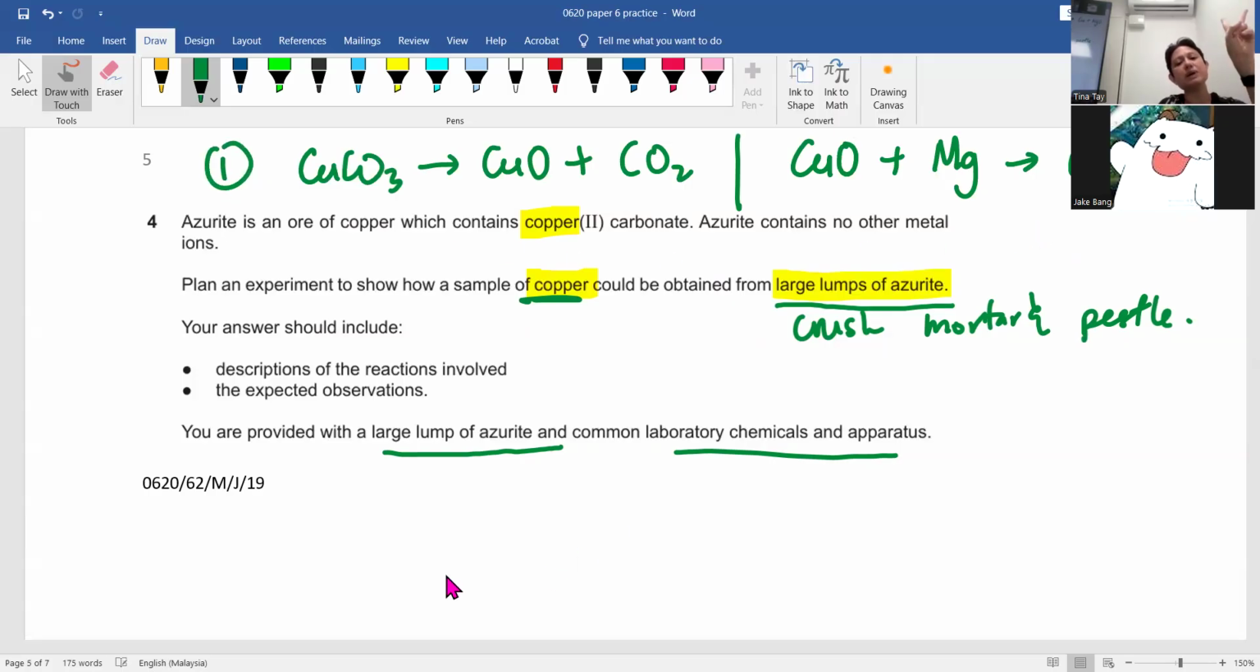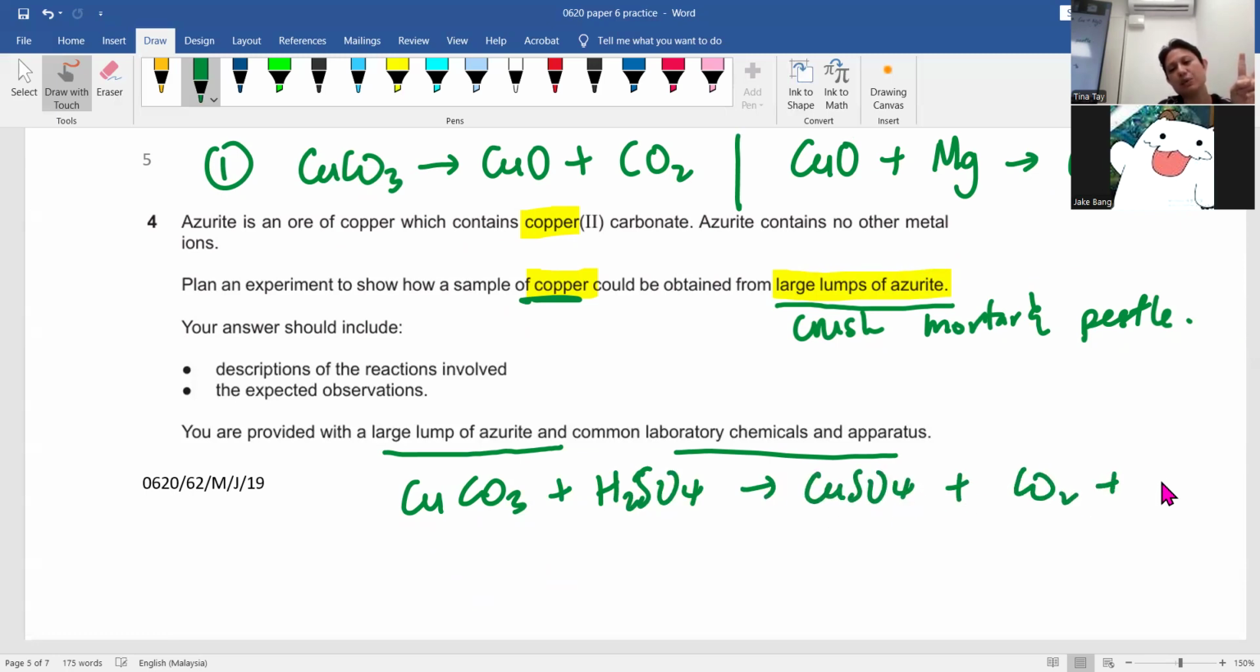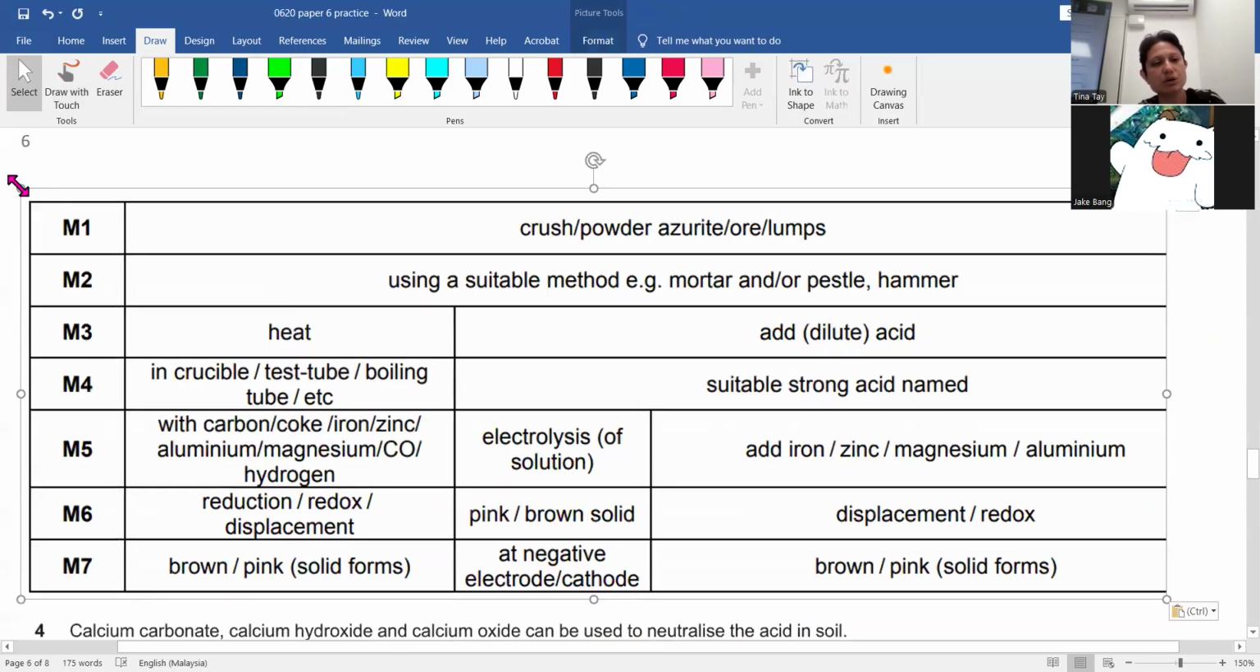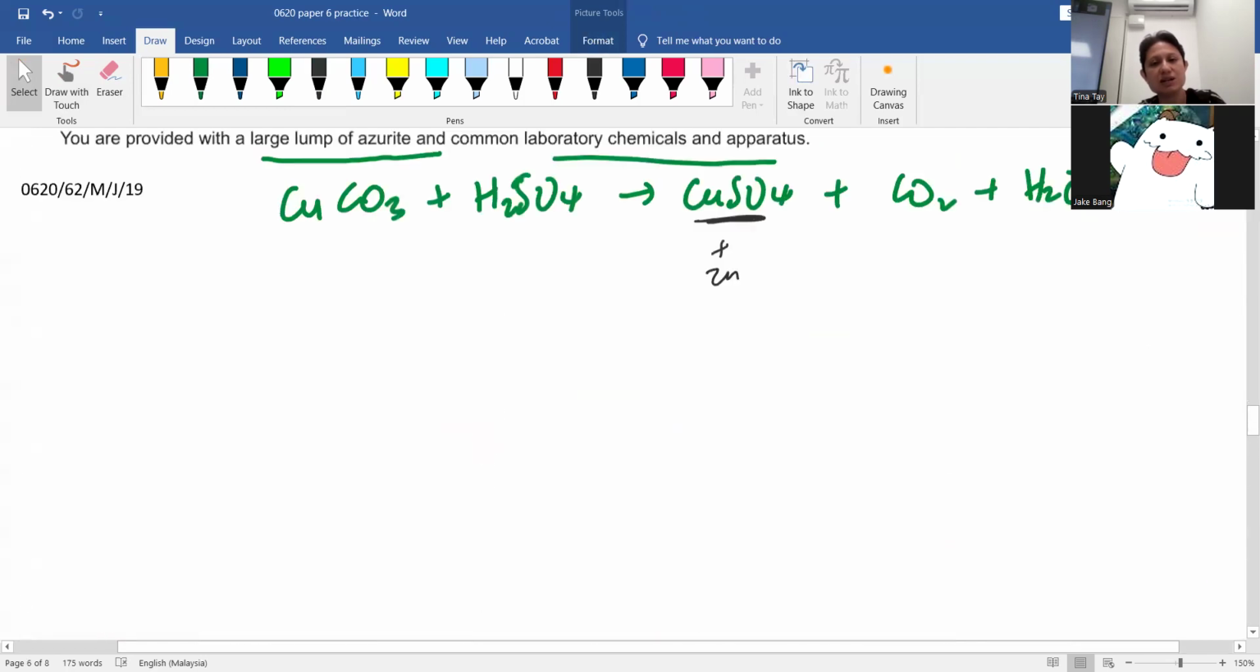Another way is I can take copper carbonate and add, let's say, sulfuric acid or hydrochloric acid. What will I get? Copper sulfate solution, carbon dioxide, and water. From copper sulfate, how can I get copper? Just add zinc powder. No need to heat. This one I need to heat. This one is displacement, just add together. I also can do electrolysis. Any one can, whichever you know how to write. They don't ask you what is the percentage, they just ask you how to do it. So your first mark is you just crush it.